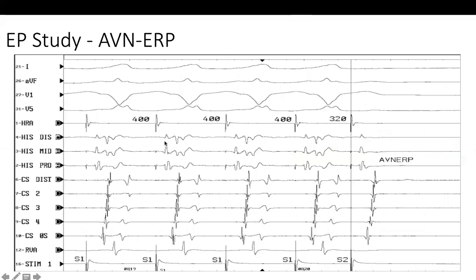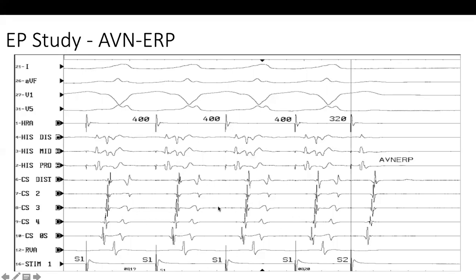So, AV node ERP. We said earlier that if we assess the antegrade property, we can assess the retrograde property of the AV node. And I still remember a question from one of our colleagues in the first lecture that we did. Depending on the labs, the CS, don't be fooled if you see the orders of the CS.